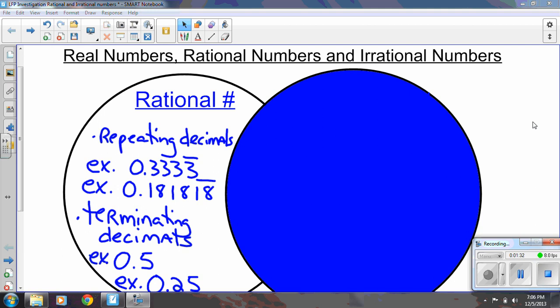Rational numbers also include what are called terminating decimals. Now the word terminating, when you think of that, you should think of something that ends. Terminating meaning to end. So after the decimal, there's an end to it. And we have some examples on the screen for that as well, such as 0.5 and 0.25.